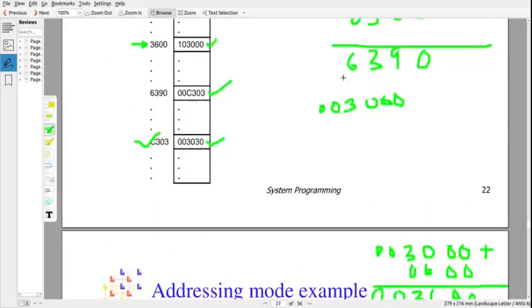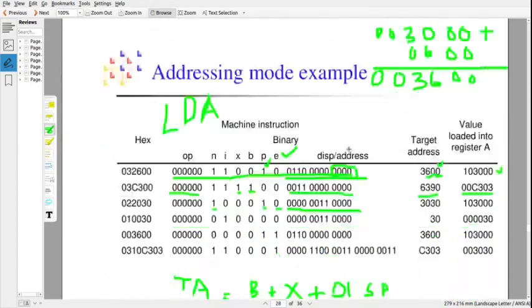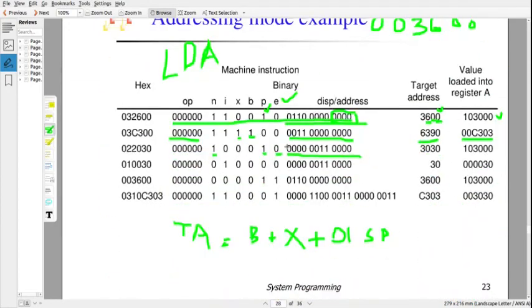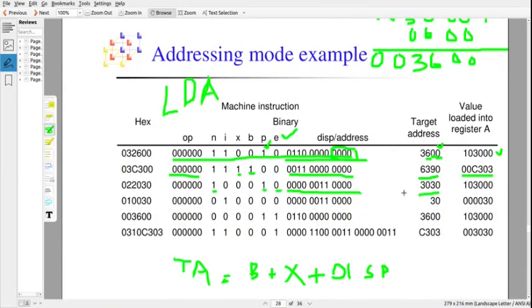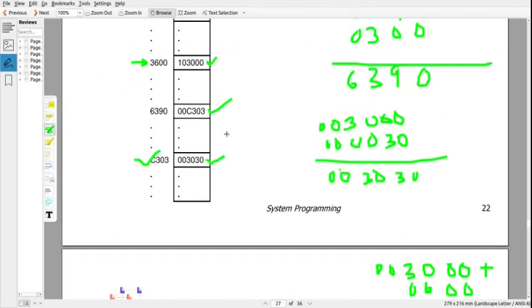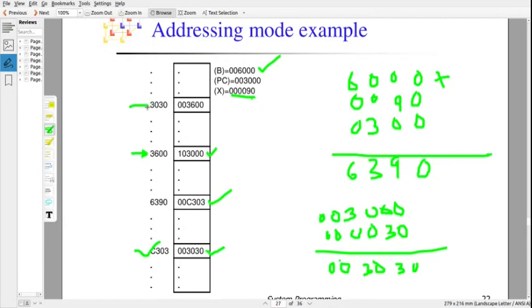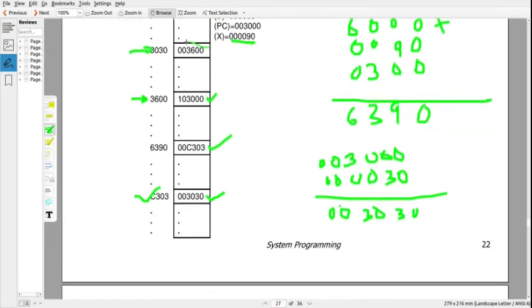Then the displacement is 0, 0, 0, 0, 3, 0. This is the value. If you check it, you can see 0, 3, 0. Okay, so if you add it, you will get 3, 3, 0, 3. Then the remaining is 2, 0. That means 0, 0, 3, 0, 3, 0. Correct. Then you refer to that location. Yeah, this is the location. The value stored in that location is this one.